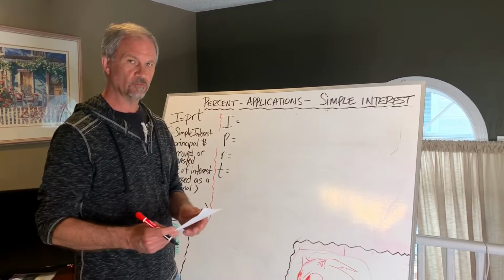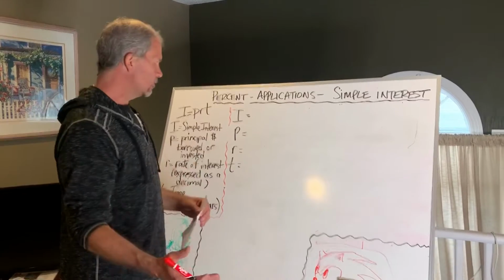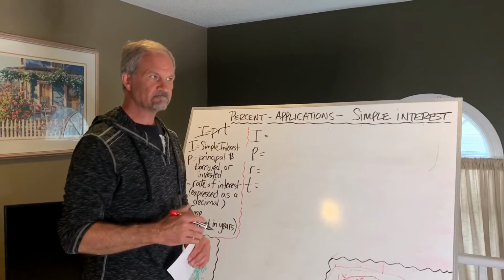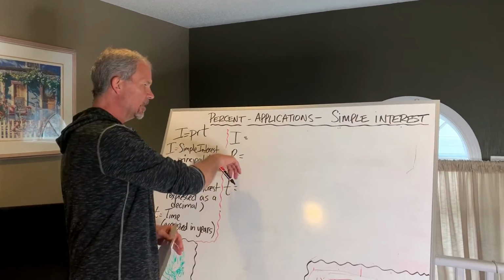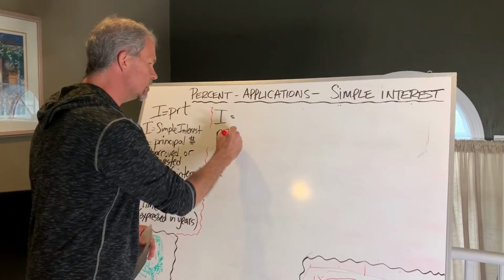So there's the question. So if I go back, do I know the simple interest? No, not yet. I don't know how much it's going to cost me. I know how much I want. I want $2,000.